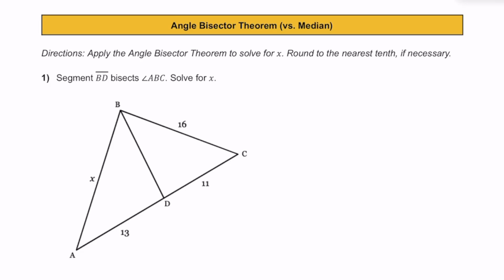In this video, let's go ahead and apply the angle bisector theorem to solve for x. So in number one, we're told that segment BD bisects angle ABC, and that segment we're talking about is right here. Now we know it bisects angle ABC, which is this angle here.